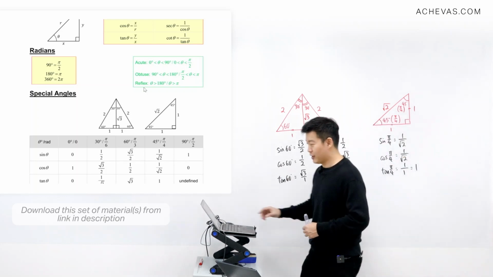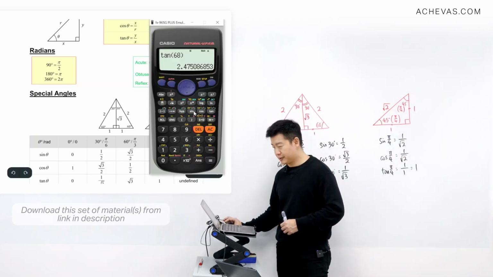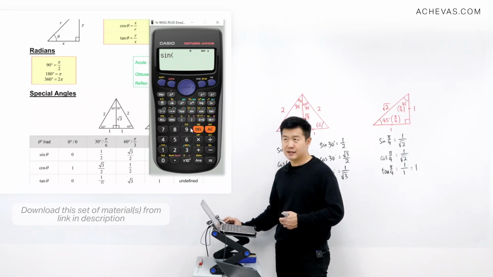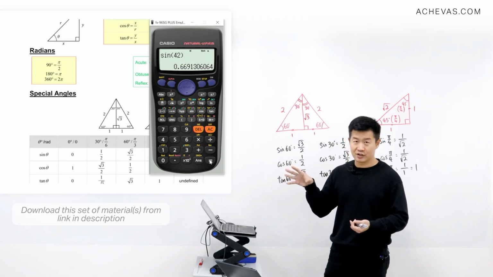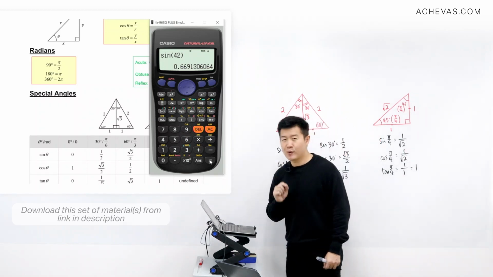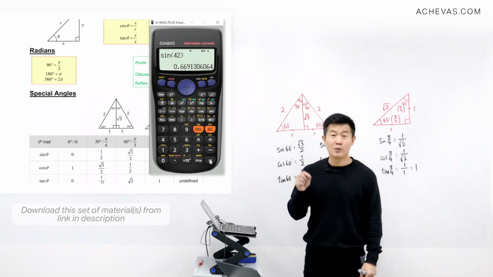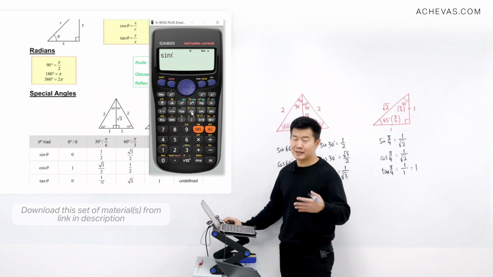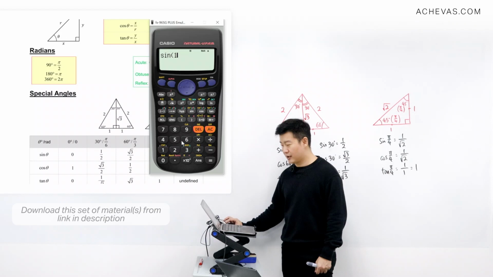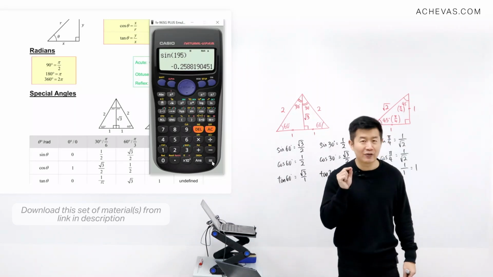But let me show you something, okay? When I input angles into the trigonometric function, let's say I choose sine. If I were to insert an acute angle, for example, 42 degrees, I'm in the degrees mode. So if I were to do sine 42 degrees, I'm going to get 0.669 and so on. Okay, it is a positive number. But let me show you what happens if I were to insert a reflex angle. It must be an angle that is bigger than 180 degrees. So let's say 195 degrees. Okay, if we were to insert this in, it is actually going to give me a negative value.